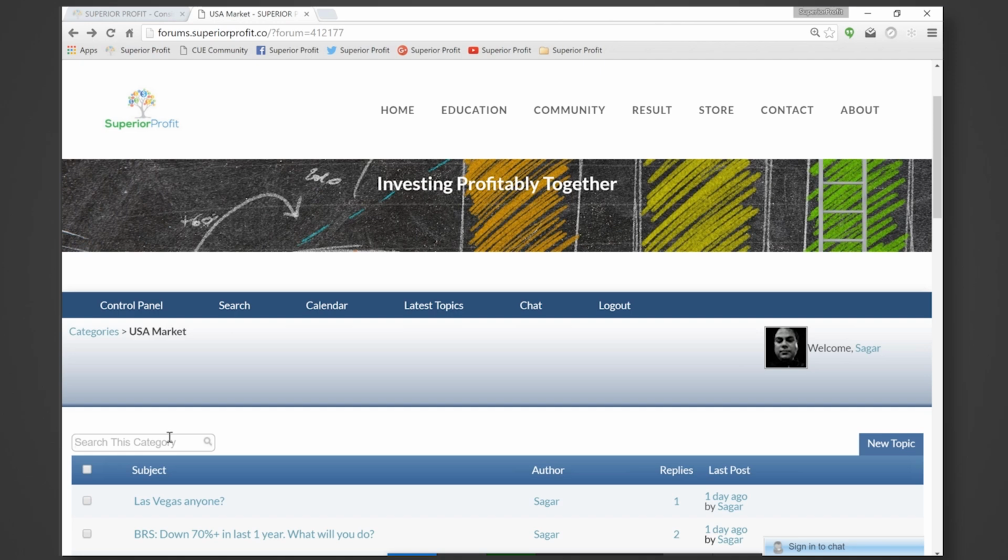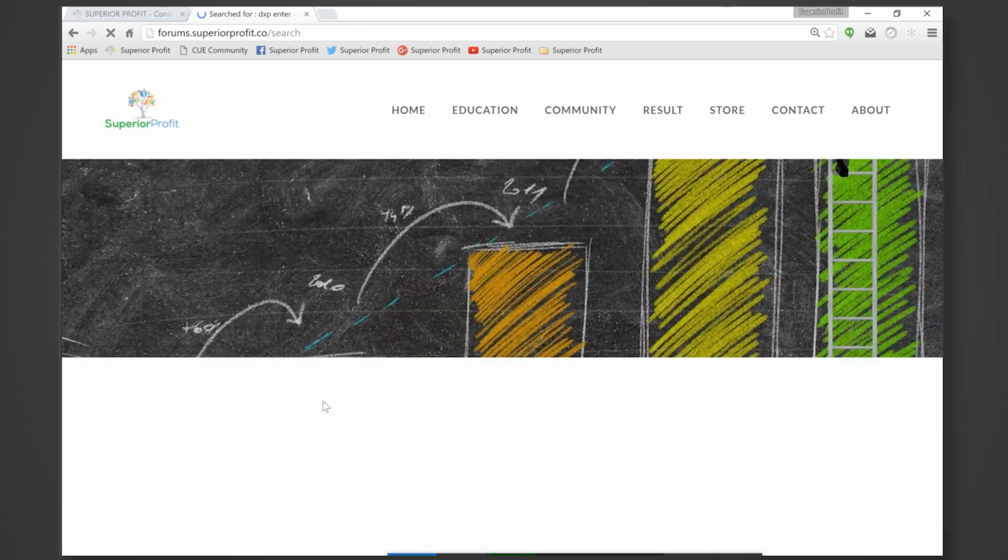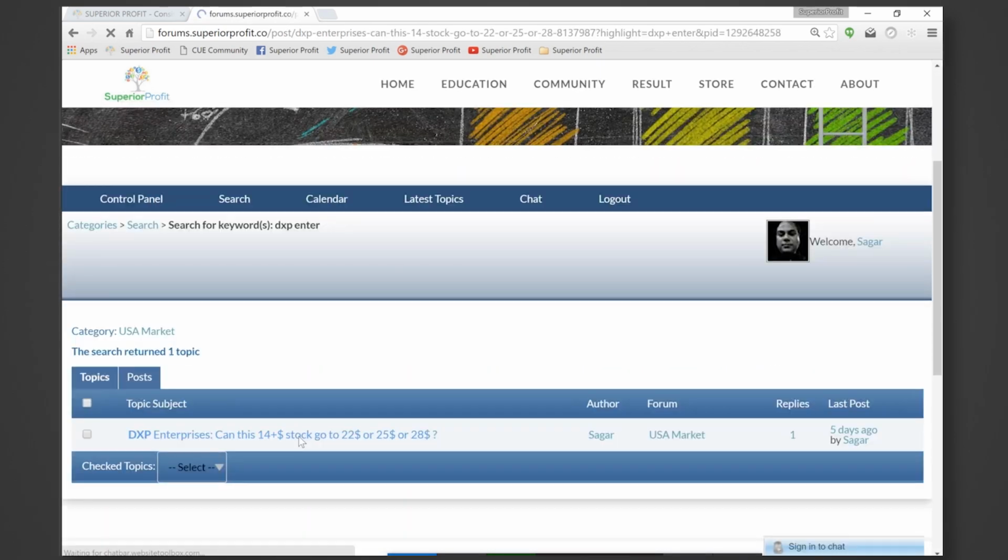Let me see, we can look at DXPE. DXPE was a stock that we could catch the lower pendulum low also. DXP Enterprise, I think.